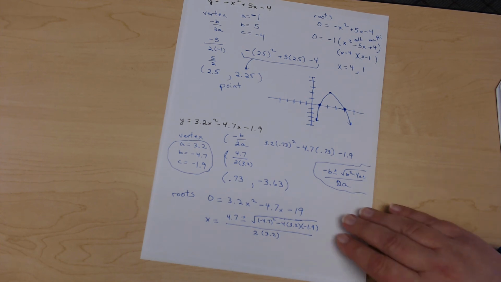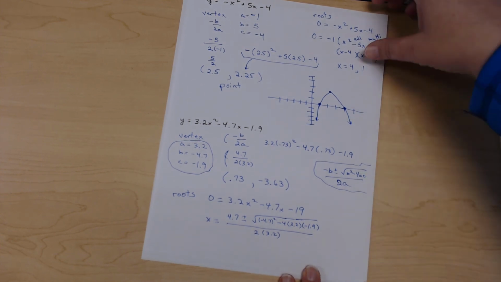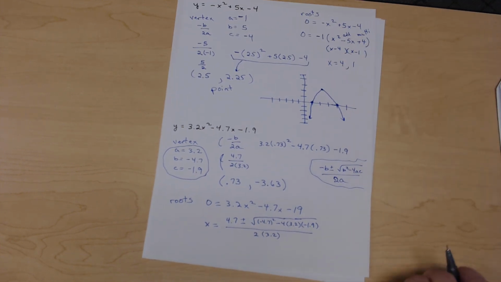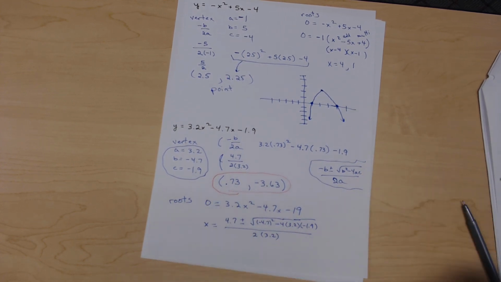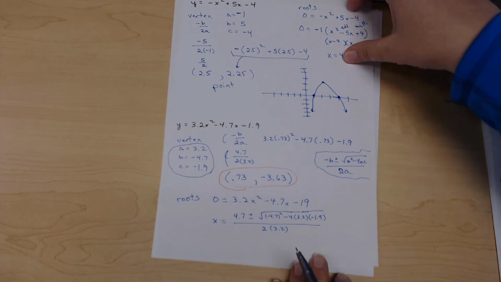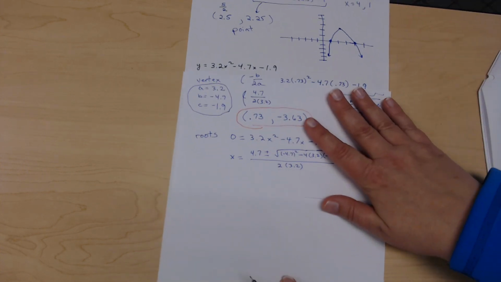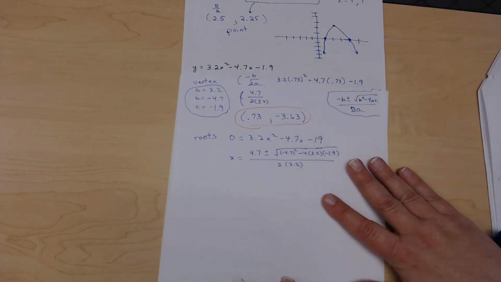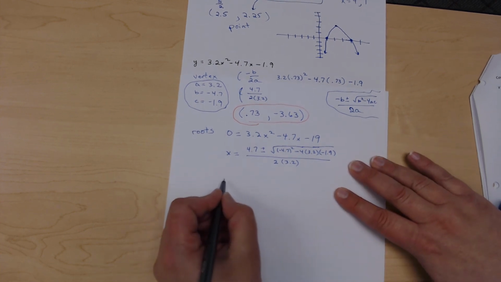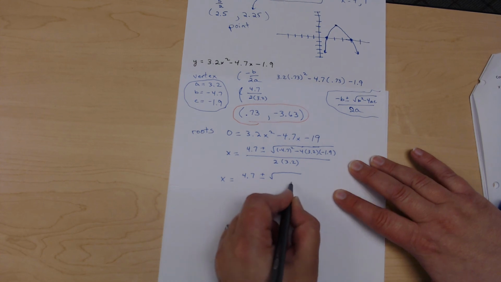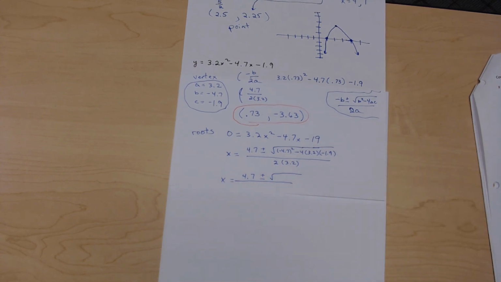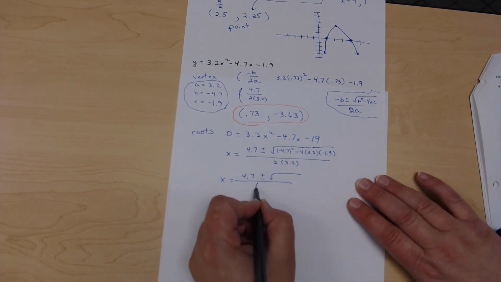All right, so let's slide it up. We got just a little bit more work. Let's not lose this guy. This is my vertex, because when I go to graph it, I'm going to need that. We'll come back to that, but let's just slide it up. Now let's clean this up. x equals 4.7 plus or minus the square root, all over 2 times 3.2. We could do that, 6.4.